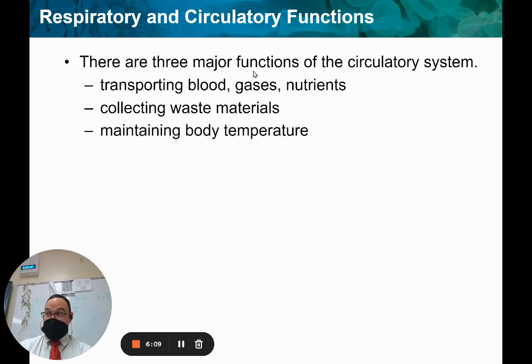So here are the three major functions of the circulatory system. You've got transporting blood and gases, collecting waste, and maintaining body temperature. And that's it for chapter 27, section 1.